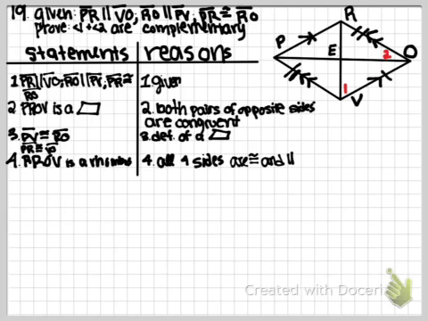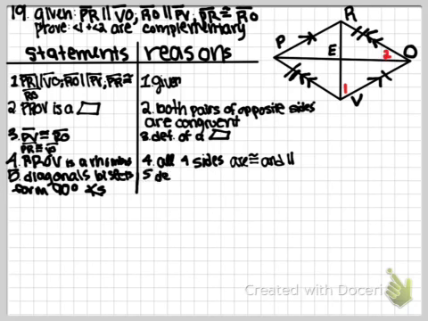Okay, so the next step we're going to do is to prove whatever we're supposed to prove. So for step 5 we're going to put diagonals bisect and form 90-degree angles. And the reason for this is that's just the definition of a rhombus.